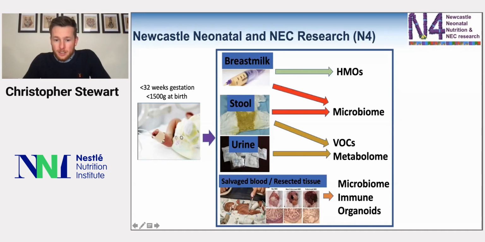And in terms of more invasive samples, such as salvaged blood and resected tissue, we have really good protocols in place that allow us to collect these samples that would otherwise be discarded. So not for research purposes primarily, but whatever is otherwise considered waste can come to us in the lab. We can use those samples to directly perform, for instance, microbiome analysis at the site of disease, immune profiling, and most recently to generate human intestinal derived organoids. And I'll mention a little bit about that work at the end of the talk today.